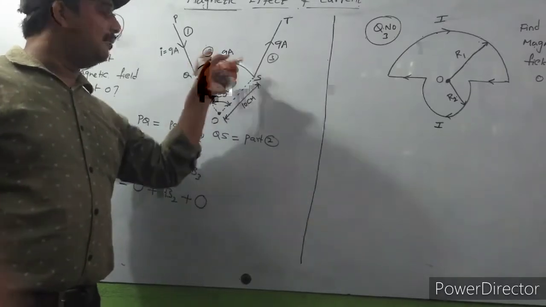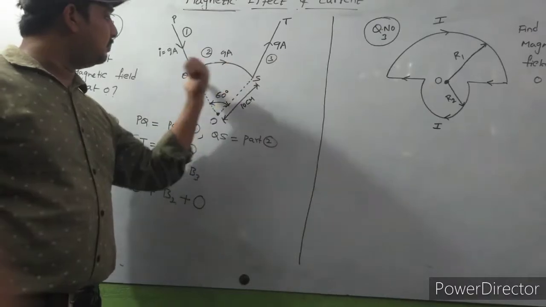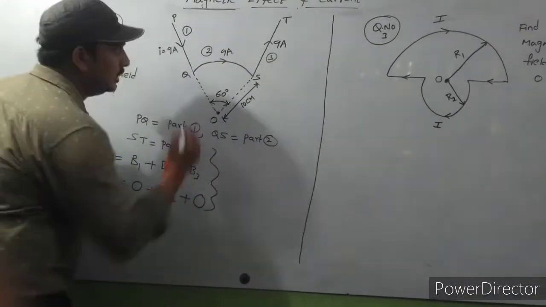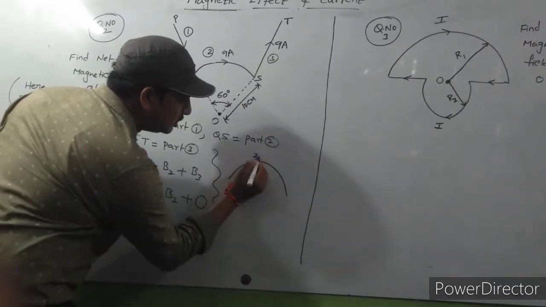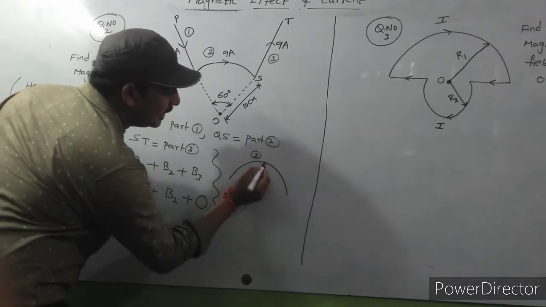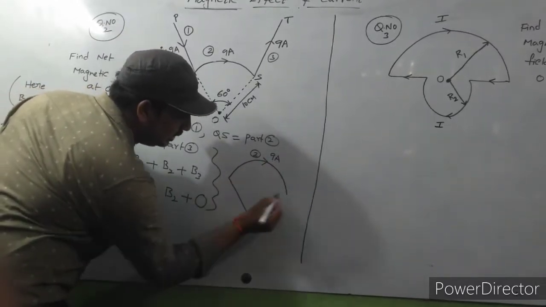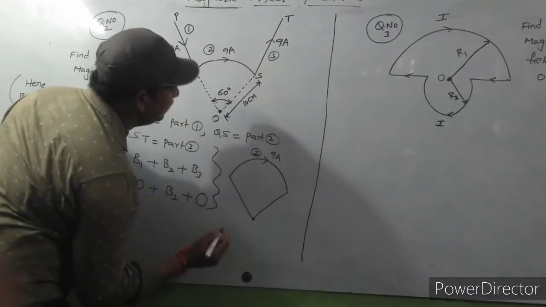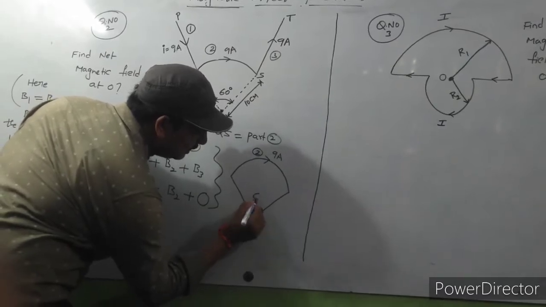Next, the second part. Due to this second part, some magnetic field is acting. So observe the second part. How to find the B2 value? Here the second part is an arc. How to find the magnetic field due to this second part? 9 amps is the current passing through it, and here we are extending these lines. This is the center O, and an angle of 60 degrees is given.